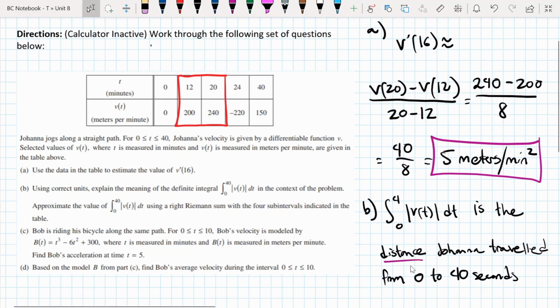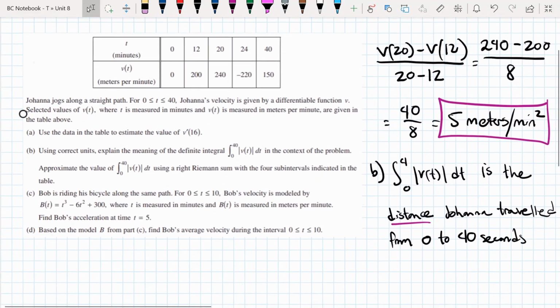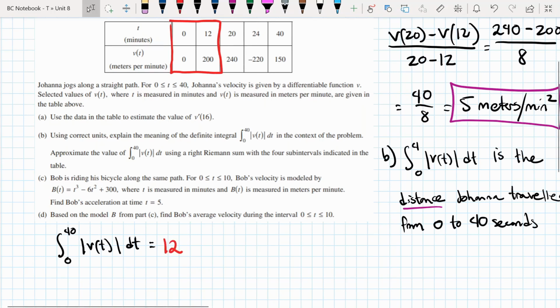All right, and how do we actually approximate what that value is? We're going to use a right Riemann sum now. I'll do it like this so you can see the table. Continuing with letter B, the value of the integral from 0 to 40 of the absolute value of v of t dt is going to be equal to the base times the right-hand side height. So the base is 12, and the height is the value of the function at 12.